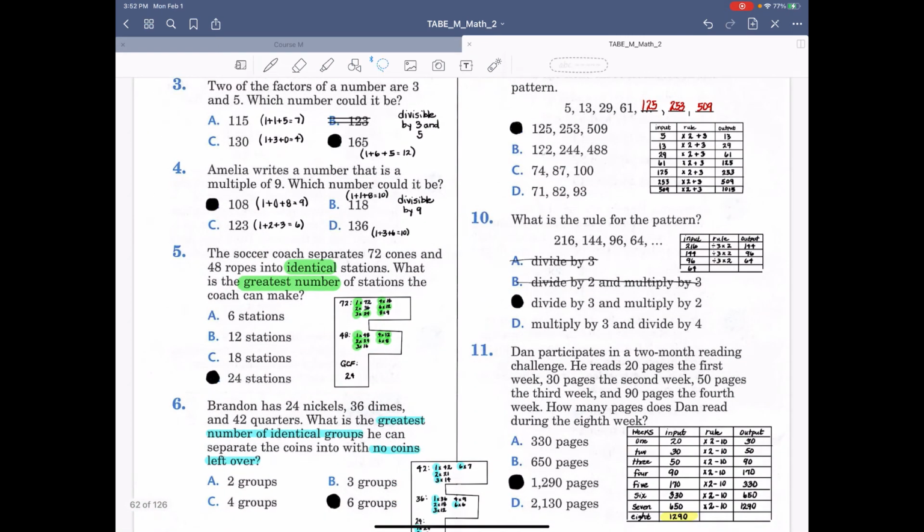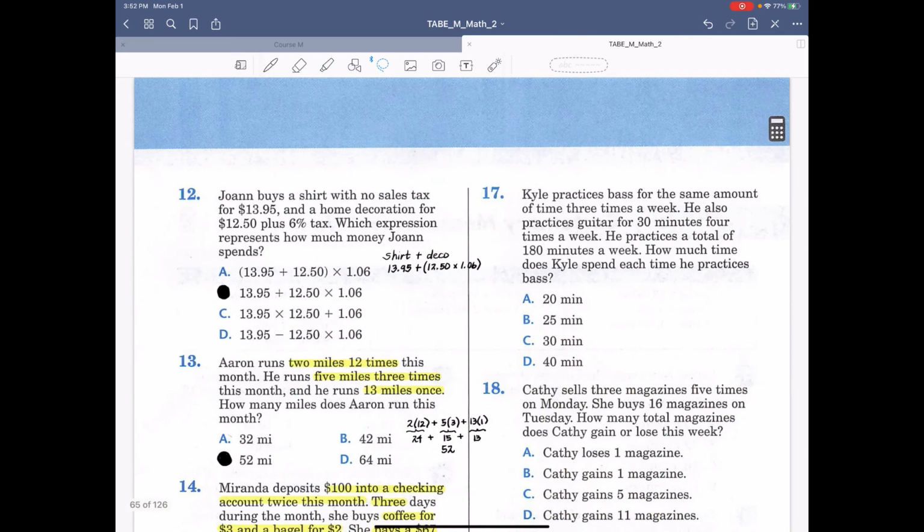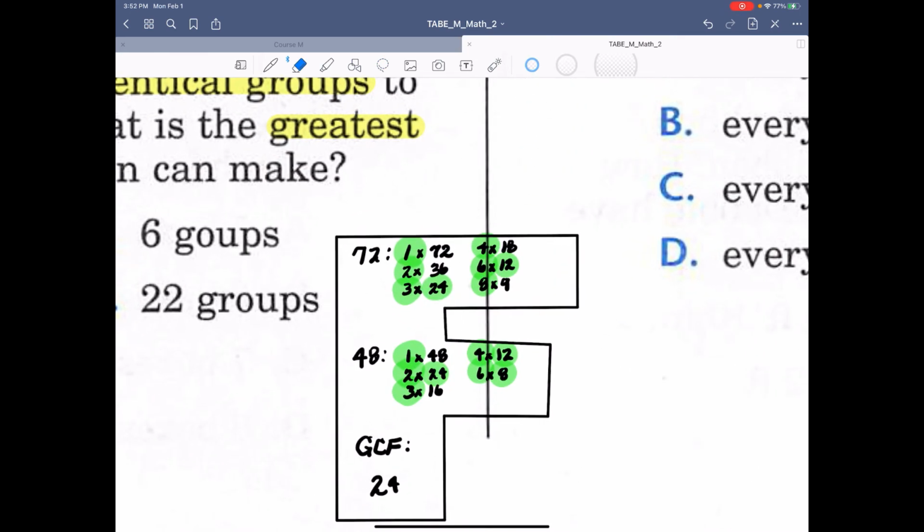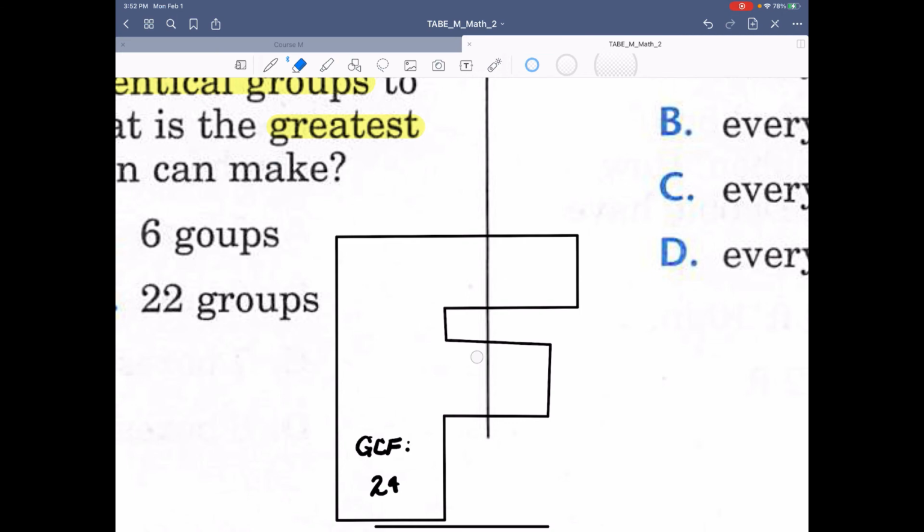I need one of these F's. You don't have to draw this. I just want you to know where this is in your notebook. We're looking for the greatest common factor for these two numbers. Learn to look for those key words, and that'll help you know. Greatest identical is the same as greatest common.